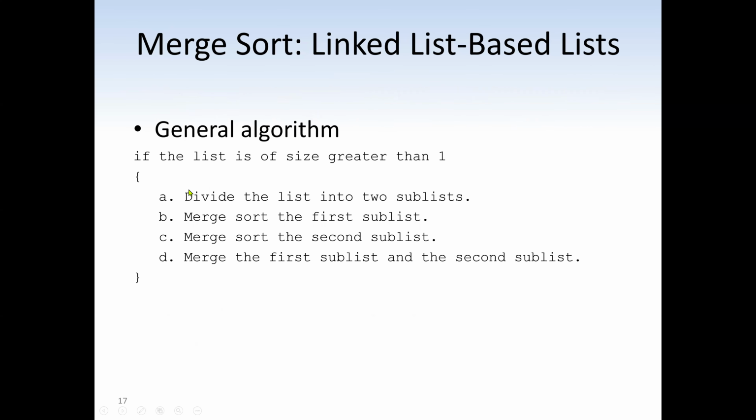So this is our algorithm, more specifically. First thing we do, we divide the list into two sublists. Then we merge sort the first sublist. Then we merge sort the second sublist. Then we merge the first sublist and the second sublist together.